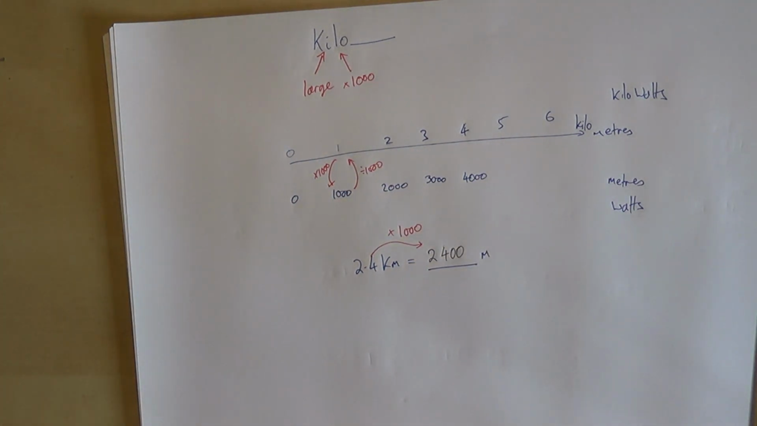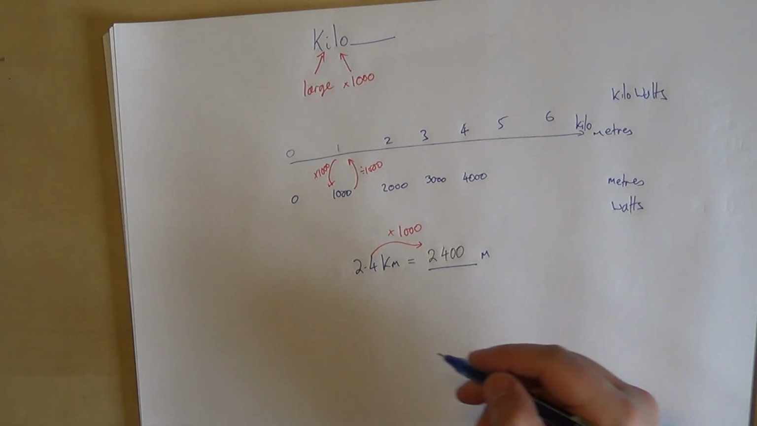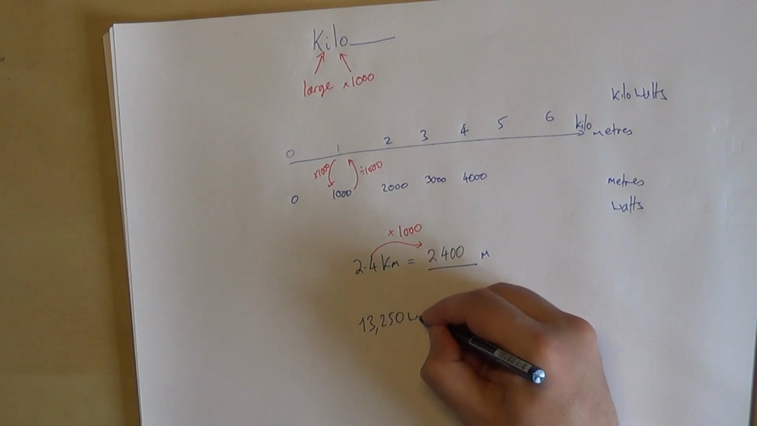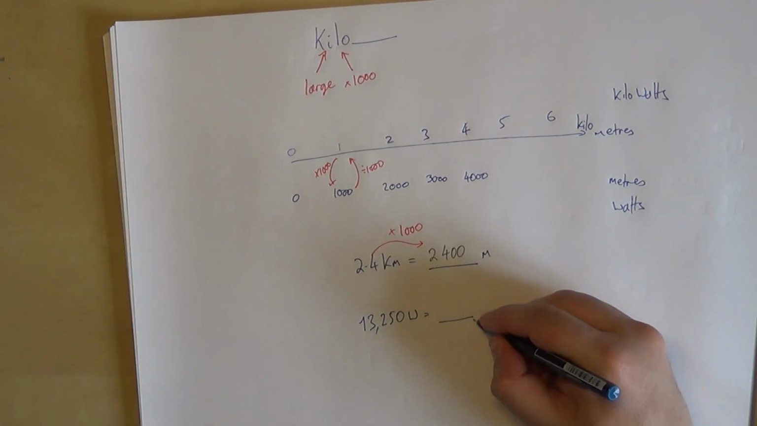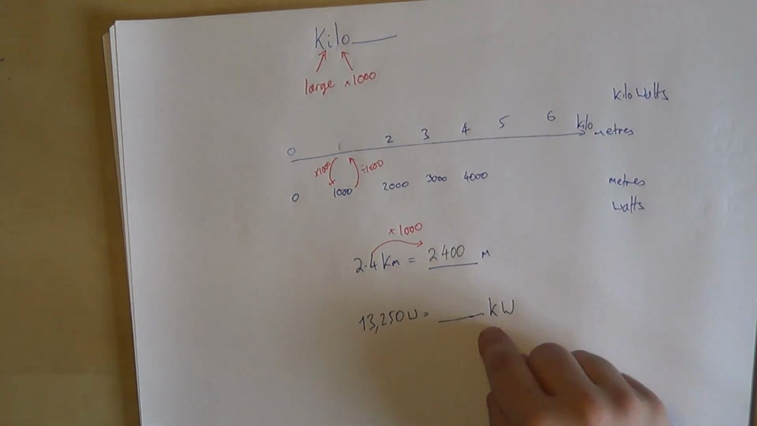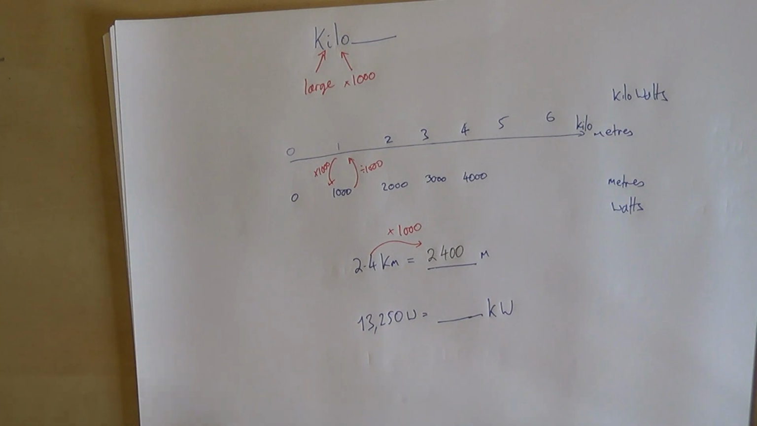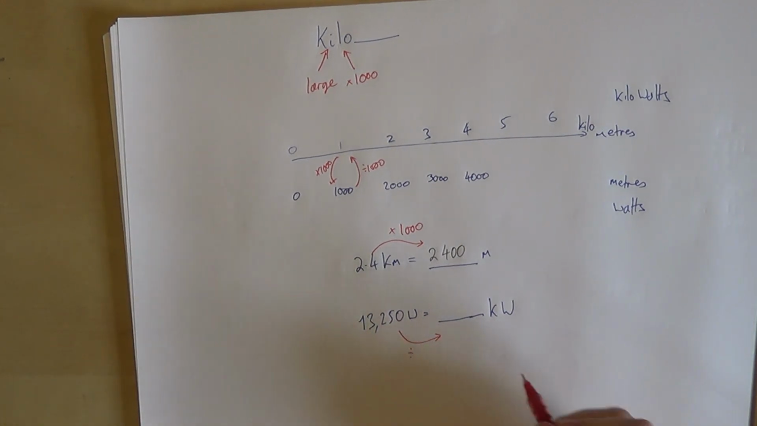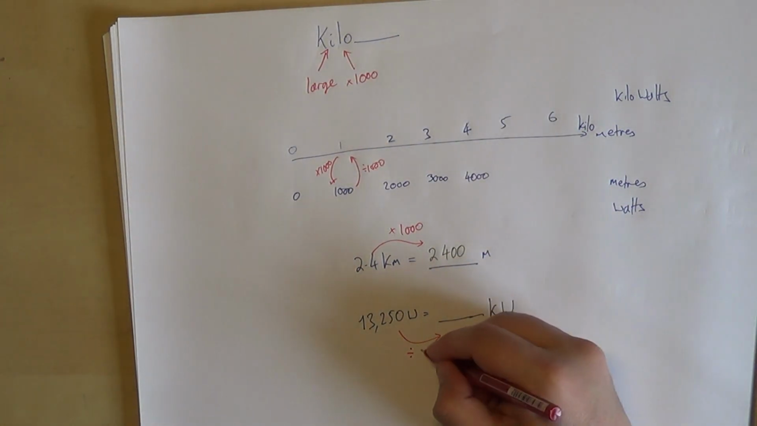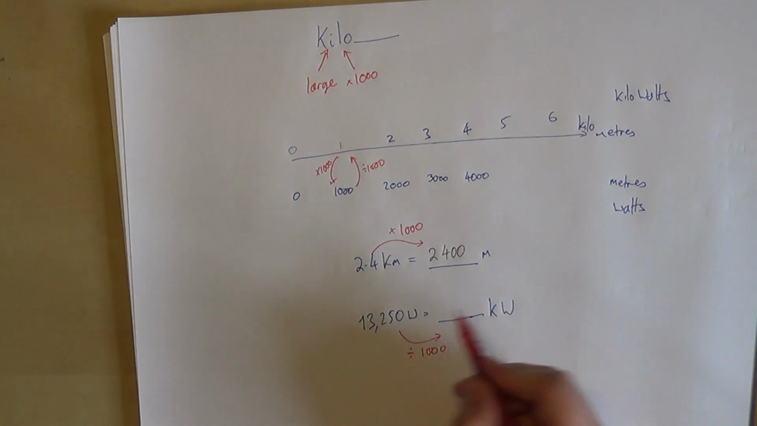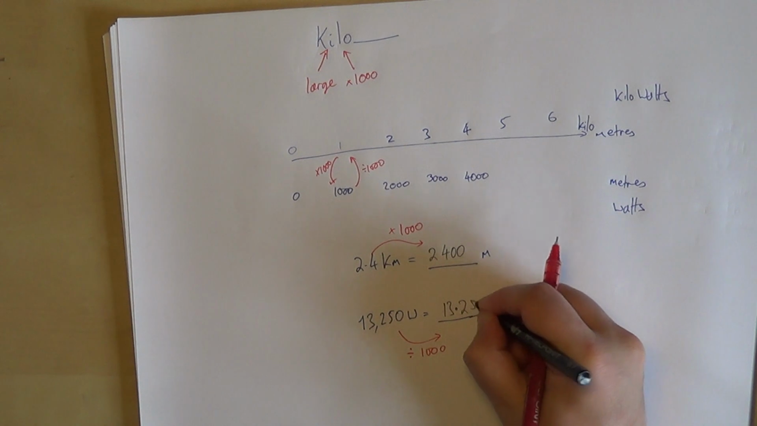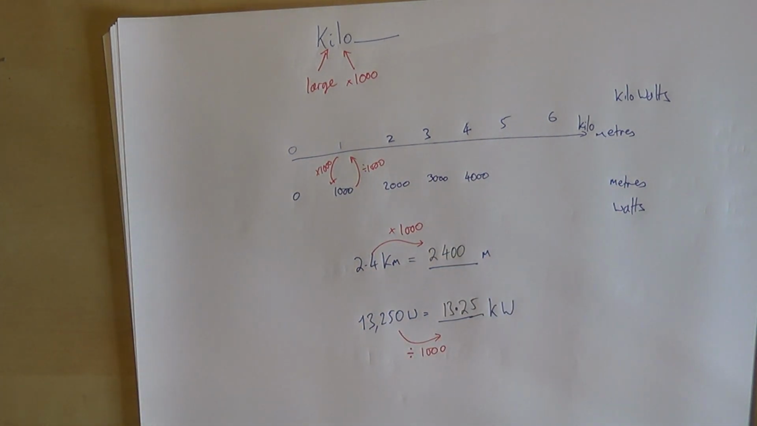And the last one, if I've got some engine that's pumping out 13,250 watts, I could tell you that's pumping out some other number of kilowatts. Well, kilowatts are bigger than watts, so there are going to be fewer of them. So we're going to divide by something. We're going to divide by the correct number, which is 1,000. So 13,250 divided by 1,000 is 13.25.